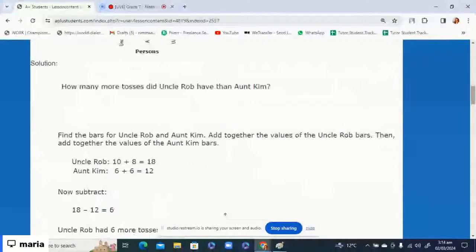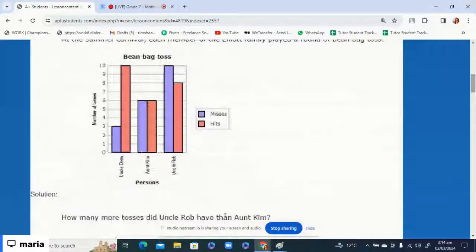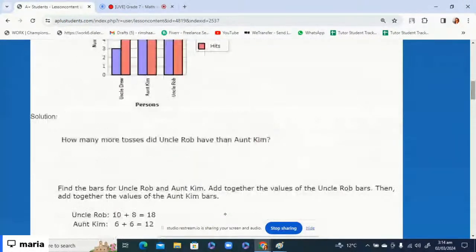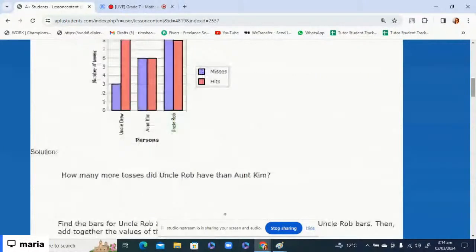So what do we do for that? First of all, Uncle Rob. And what is for Uncle Rob? That is 10 and 8. First of all, add together the values for Uncle Rob. Look at here, the blue one is 10, and for the red one it's 8. Okay, so 10 plus 8, which is 18.